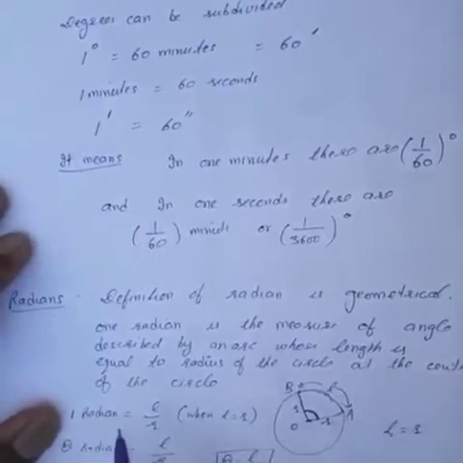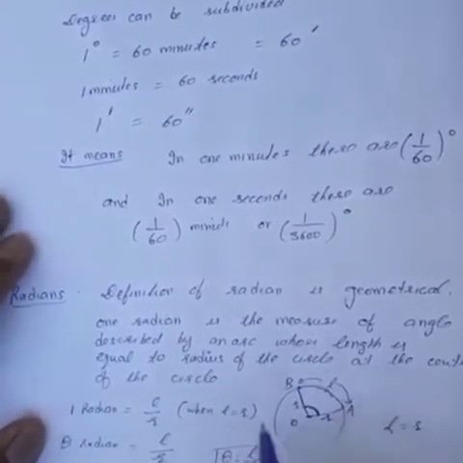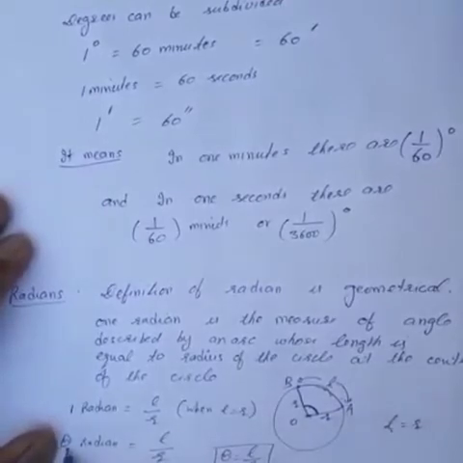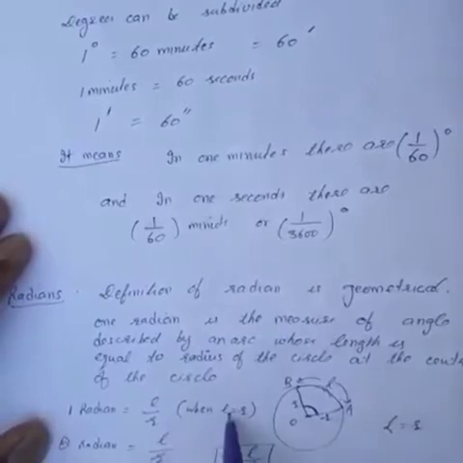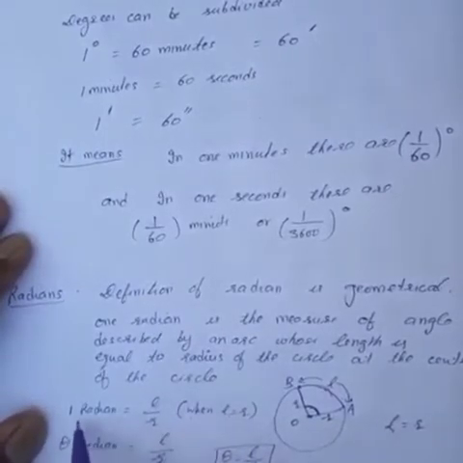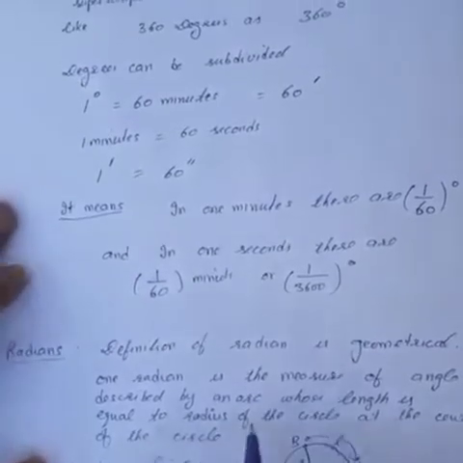Now the relation between radian, length of the arc and radius can be derived from here. So the angle theta may be written as L upon R. When L is equal to R, then the angle will be 1 radian. So this is the definition of radian.